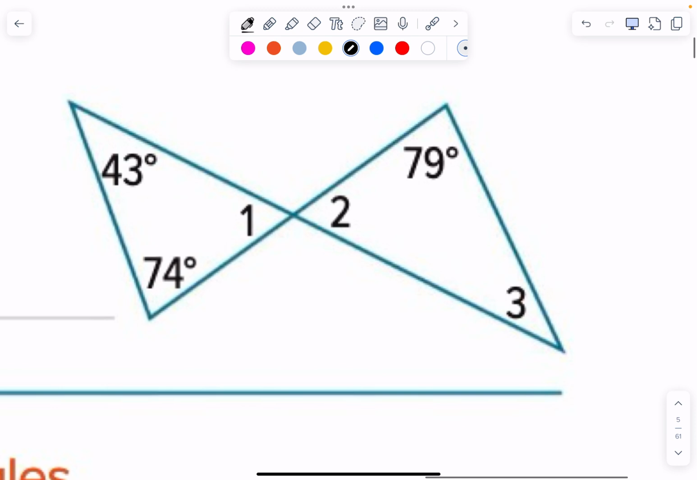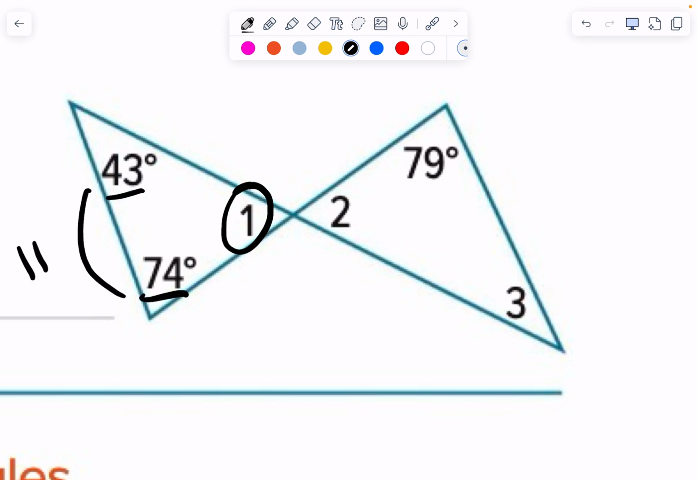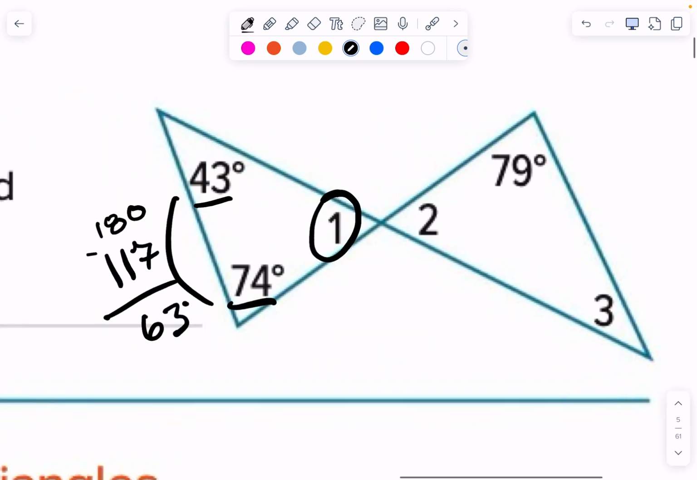Like let's say this guy. Okay? This was the check on the next page. Okay, but I want to talk about him. Angle 1, if I add 43 and 74 together, that is 117. Is that true? If I subtract that from 180, that is 63 degrees, right? So angle 1 is 63 degrees. How do I find what angle 2 is? They're vertical angles. They're across from each other. So this is also 63 degrees.